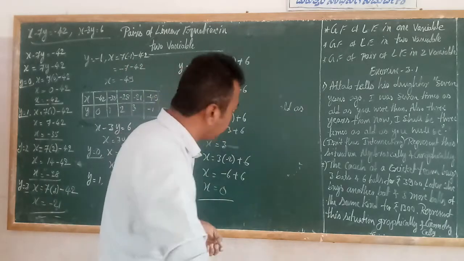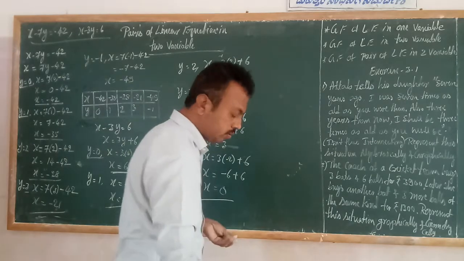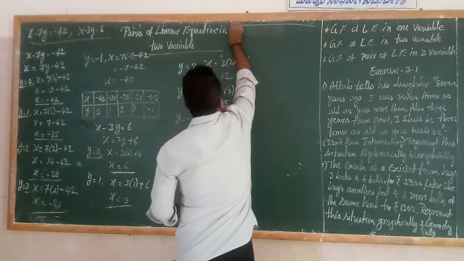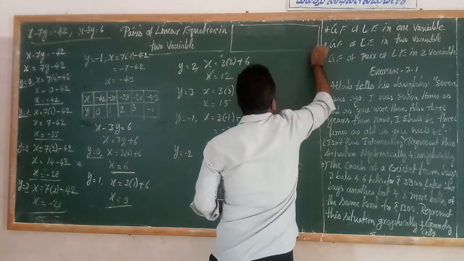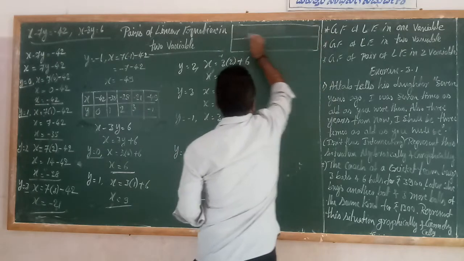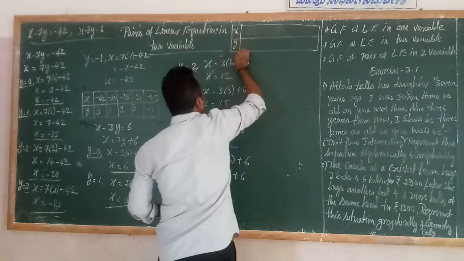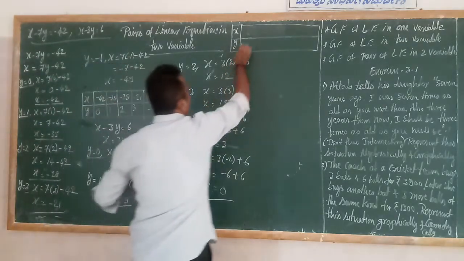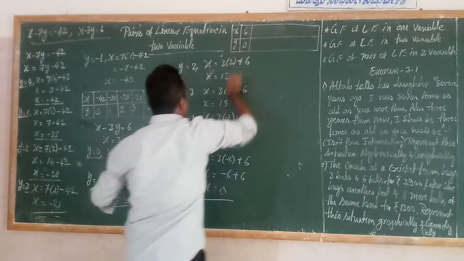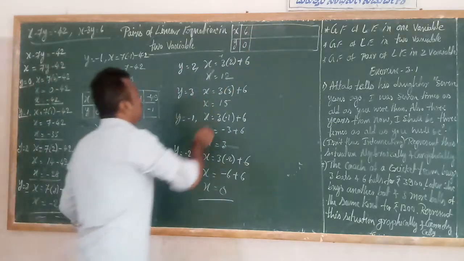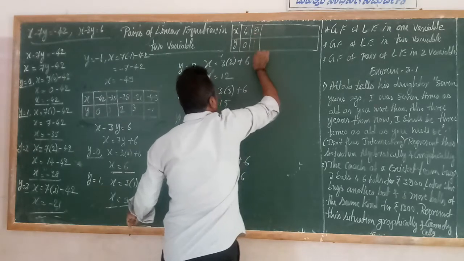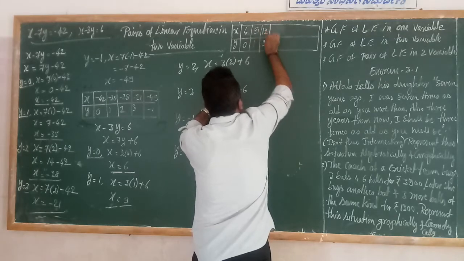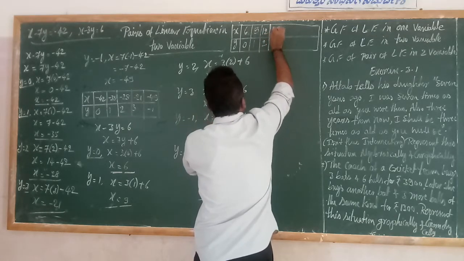See, what are the tables? This is x and this is y. Okay. Now, first, y is equal to 0, x is equal to 6. Next, y is equal to 1, x is equal to 9. Next, y is equal to 2, x is equal to 12. Next, y is equal to 3, x is equal to 15.